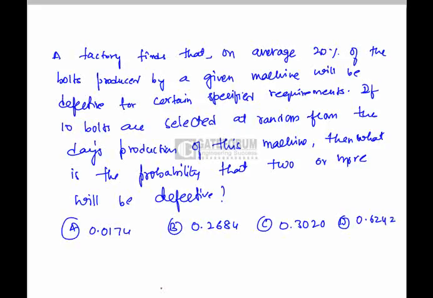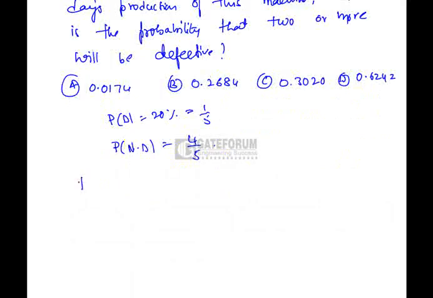In a factory, on an average 20% of the bolts produced are defective. If 10 bolts are selected at random on a certain day from this machine, what will be the probability that 2 or more bolts will be defective? Now the probability of defective is given as 20%, which is nothing but 1 by 5. So the probability of non-defective will be 4 by 5, and we have to find the probability of 2 or more bolts defective. So that means it could be 2, 3, 4, and so on up to 10.